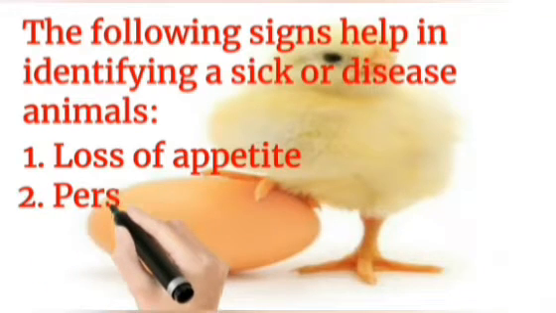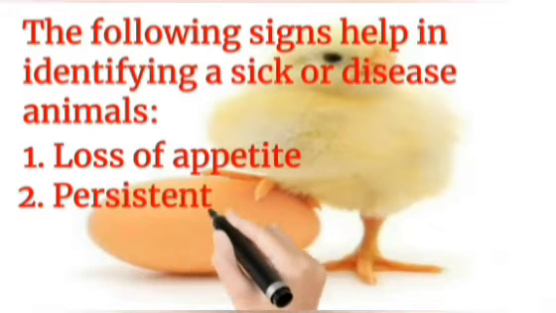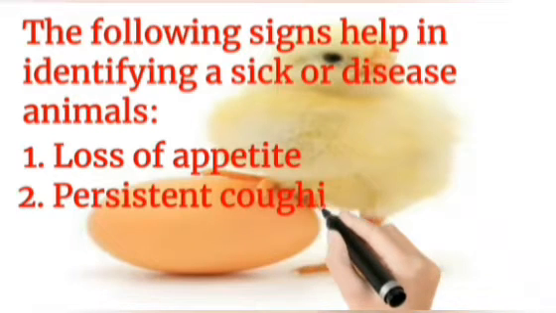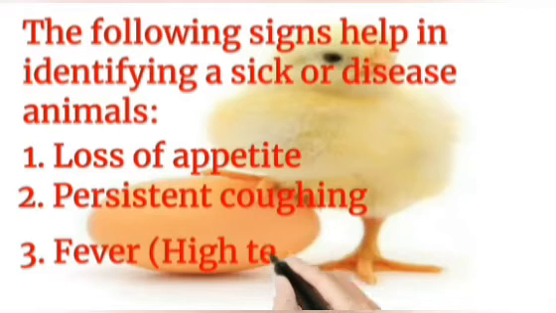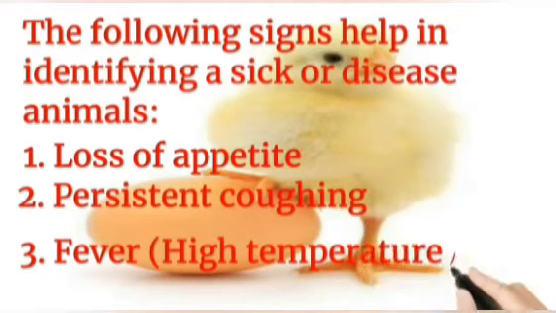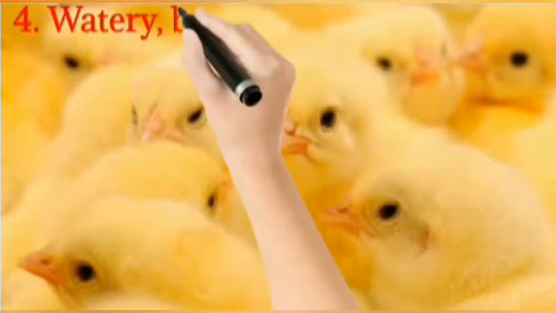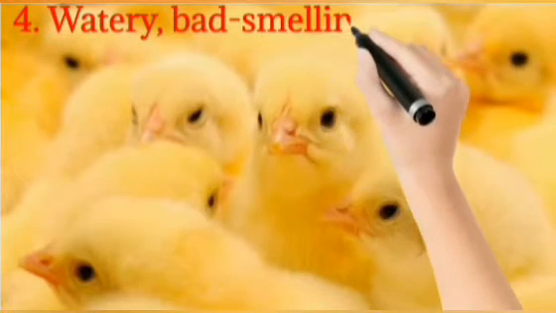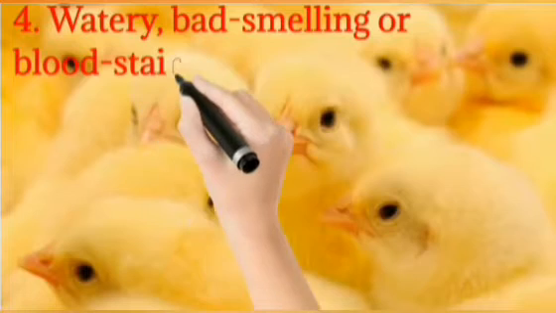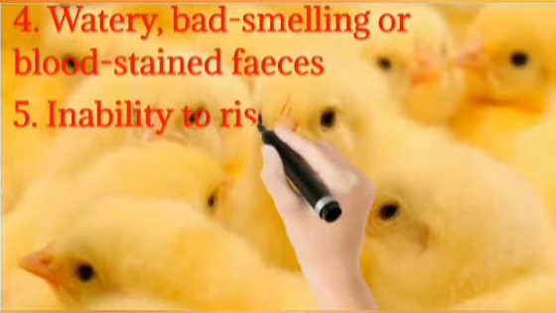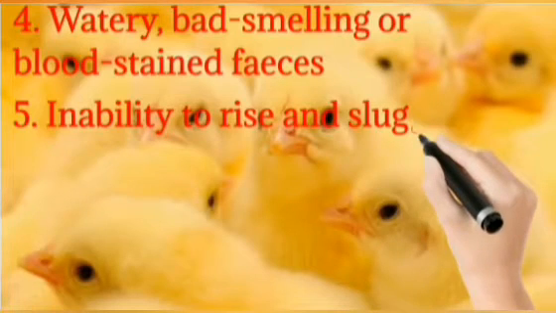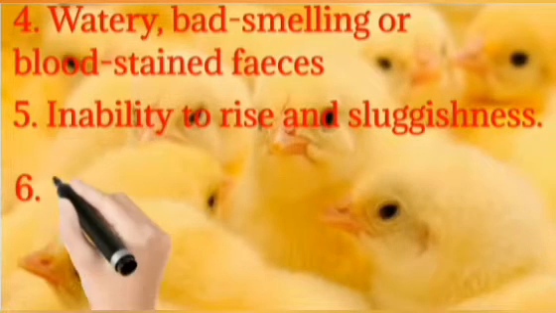The first one is the loss of appetite. This is a very common sign; the animal stops eating much. Now, persistent coughing, depending on the kind of disease. Then fever, also known as high temperature. That is, there tends to be an abnormally high temperature. Another is the watery or bad smelling blood-stained feces. This is not normal. When animals are producing this kind of signs or symptoms, the farmer should look into it.